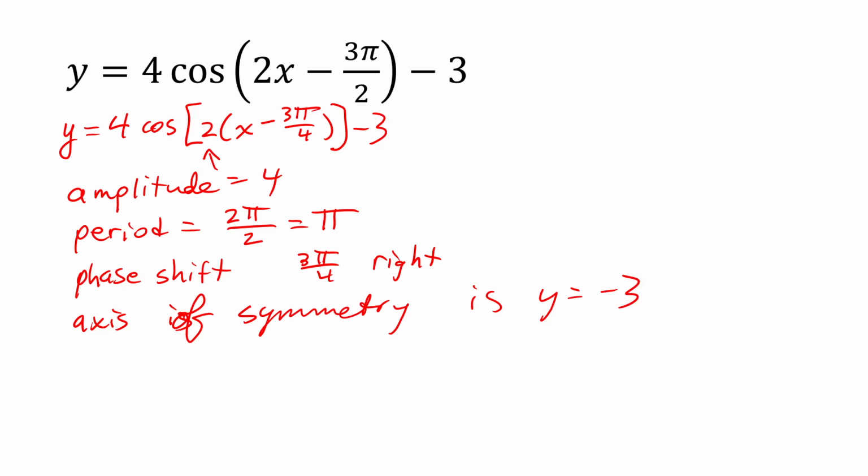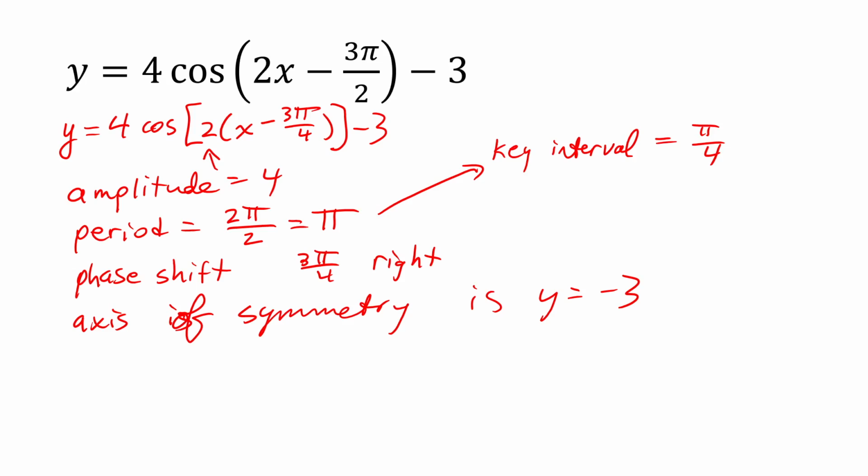Okay, so that's good information to have. Now we're going to go to our next slide and we're going to graph that. But before we do, we should make a note that even though it's not asked for, the key interval here is going to be the period divided by 4. So our key interval is going to be pi over 4.